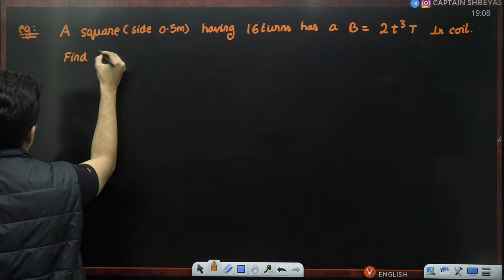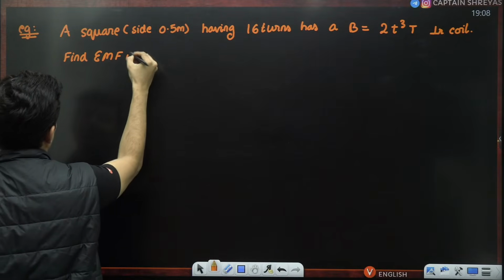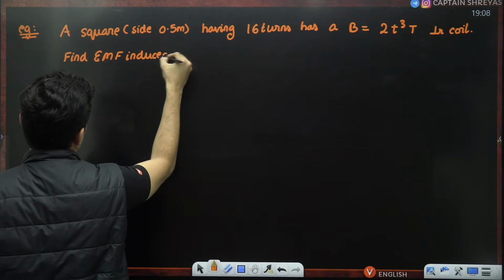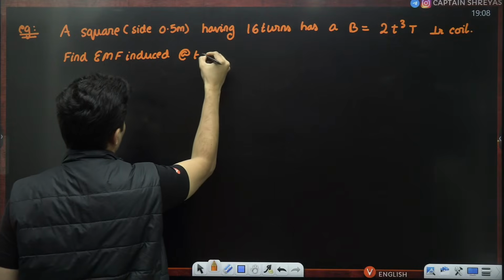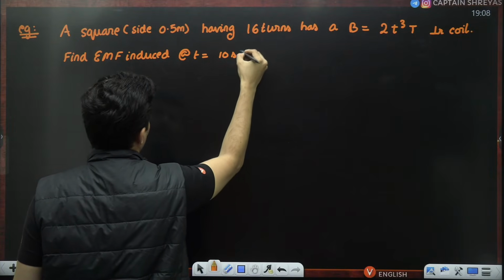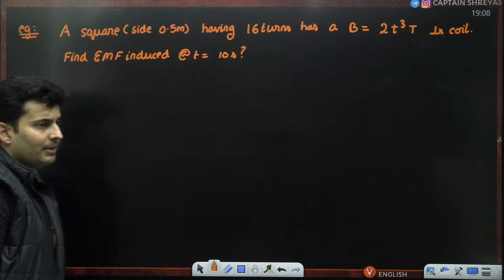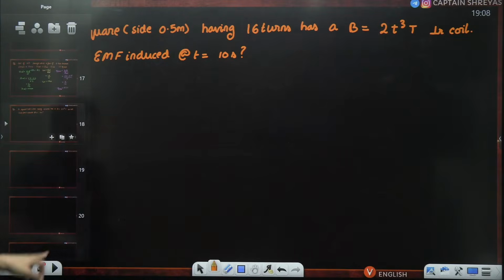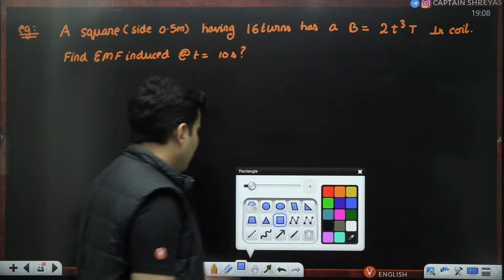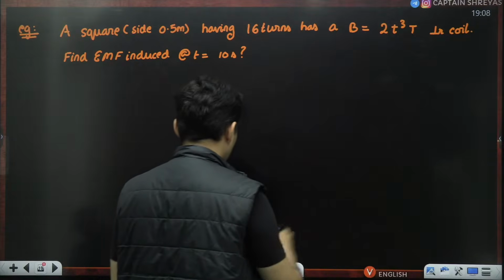Find the EMF induced at t equal to 10 seconds. Find the EMF which is induced at time equal to 10 seconds. Let's try to analyze what is given in the particular question.